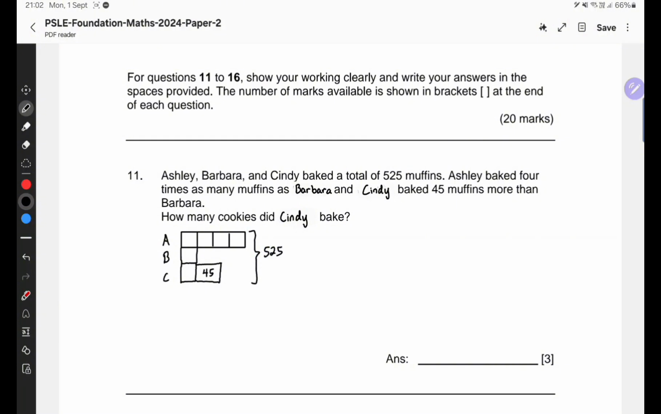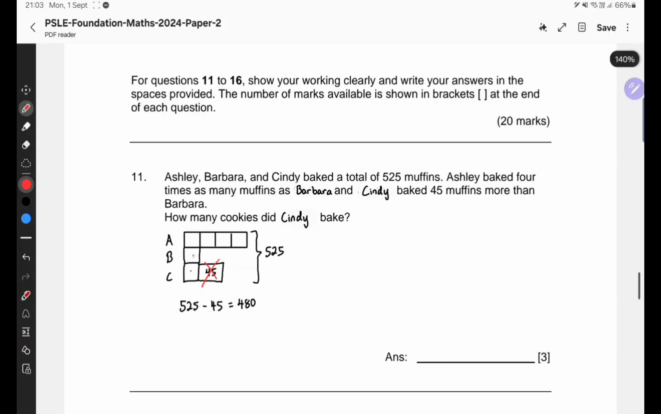So to find out how many cookies did Cindy bake, first of all we need to take 525 minus away this 45. So this will give us 480. And then we are left with how many units? We are left with 1, 2, 3, 4, 5, 6, which is 6 units. So 6 units is 480. Find out what is 1 unit. 1 unit is 80.